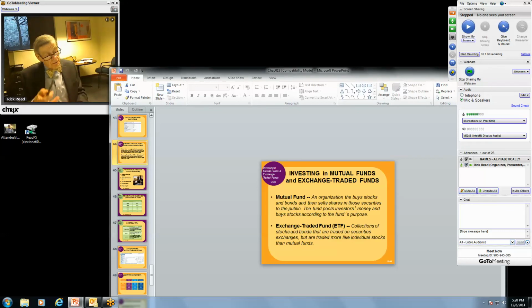And notice that money from the investors is pooled. My wife and I own a number of mutual funds, have been very successful with those. Well, I like to say we have been. I don't know. So far have been successful.